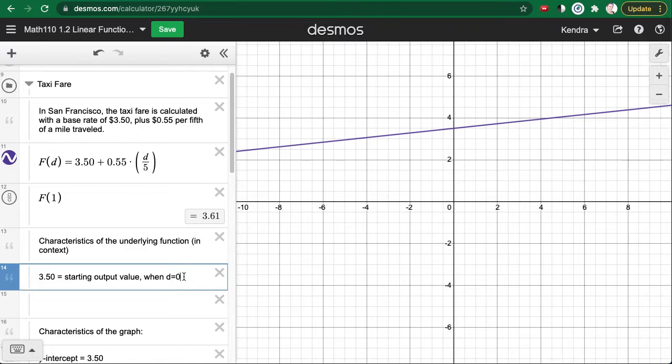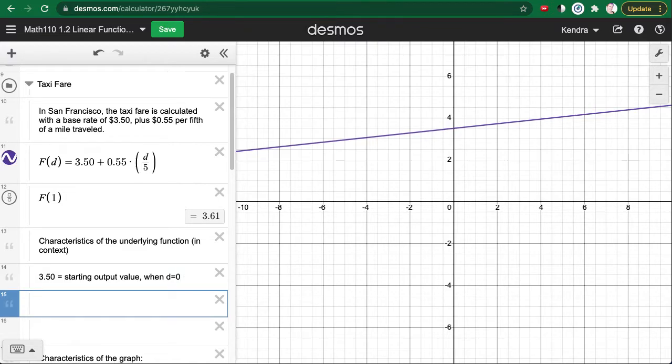Okay, and what about that 0.11? How can we phrase that as having meaning attached to that function? So that is the cost of the fare, or the addition to the fare per extra mile driven.